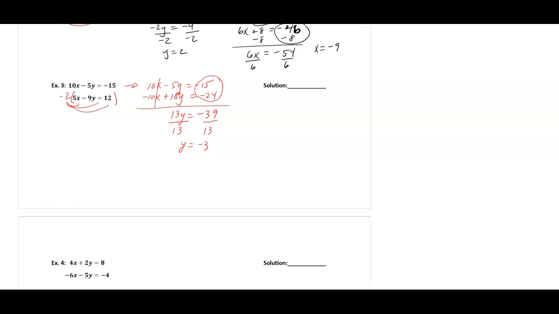So, once I know the value of y, I can plug that in to find x. So 10x minus 5 times negative 3 equals negative 15. So 10x plus 15 equals negative 15. I'm going to go ahead and subtract 15. 10x equals, it's going to give you negative 30. Divide by 10. x is equal to negative 3. Ordered pair solution, negative 3, negative 3.